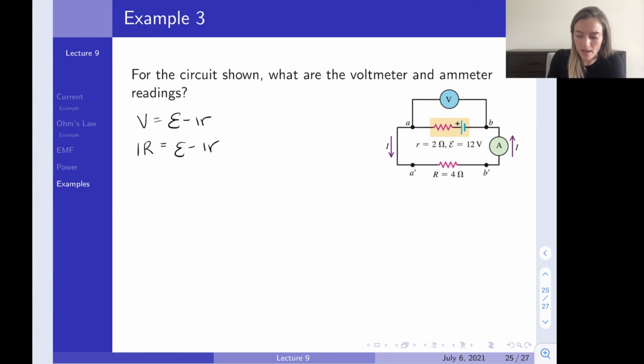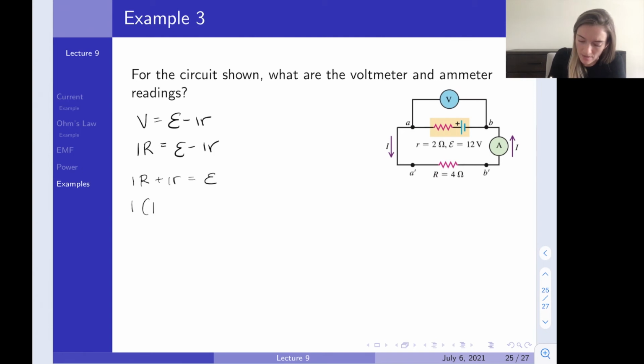So now this I and this I are the same because we just have one steady current going through the circuit. So we can actually use this equation to solve for I first, and we can figure out what the current is, and that will be the ammeter reading. Now, the ammeter reading is just saying what is the current. So let's solve for I. I'll move the little IR to the other side.